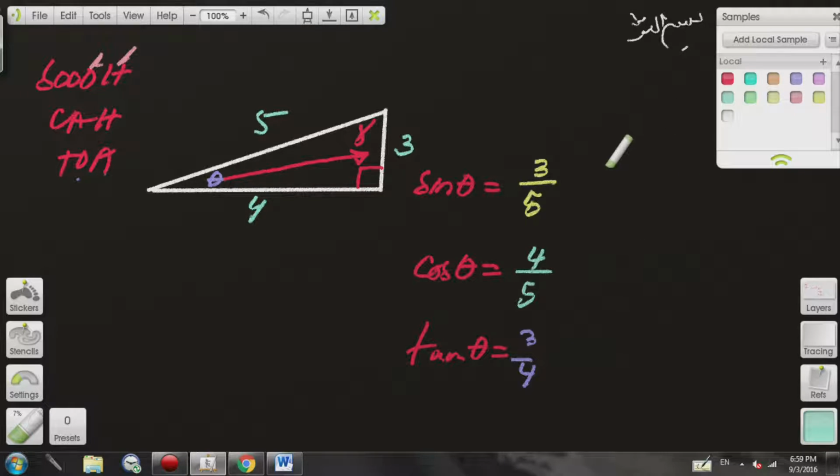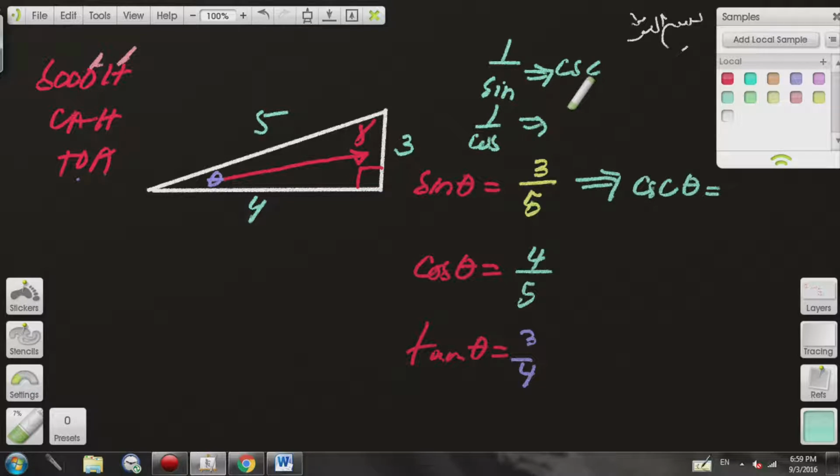And then if you wanted cosecant of theta, remember if you flip the sine, you get cosecant. And if you flip the cosine, you get secant. They're complementary.